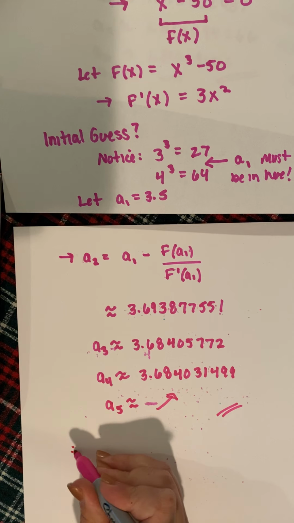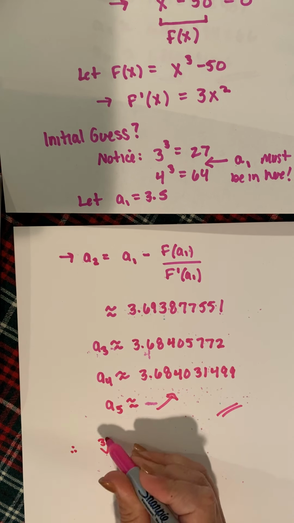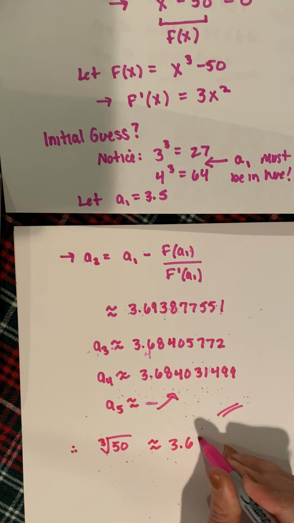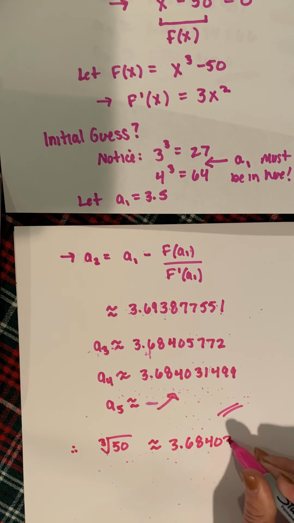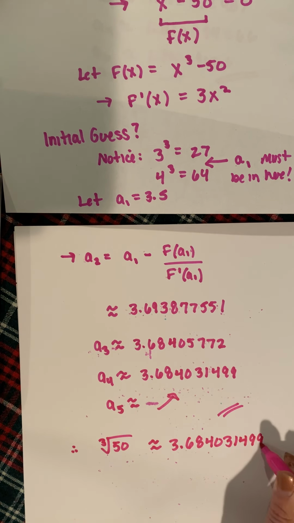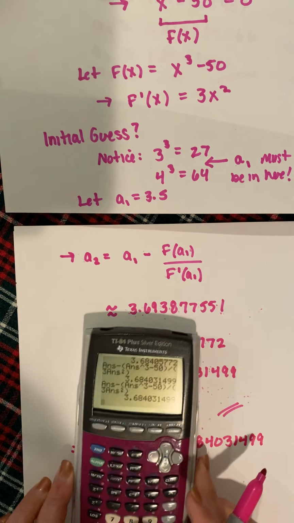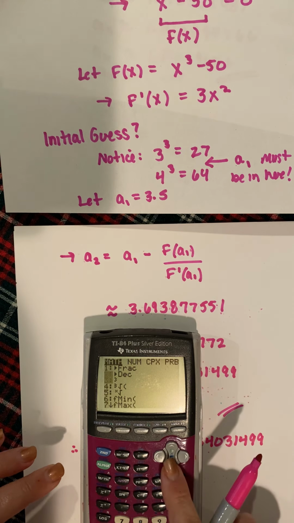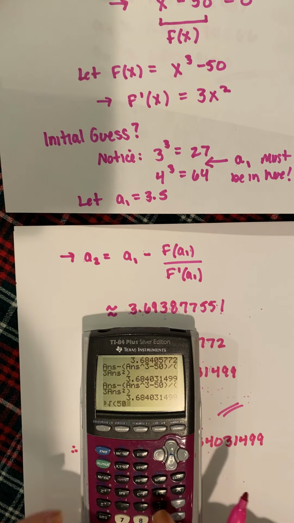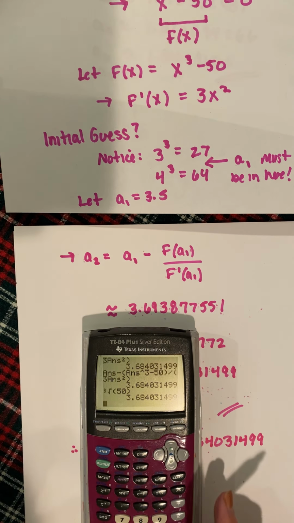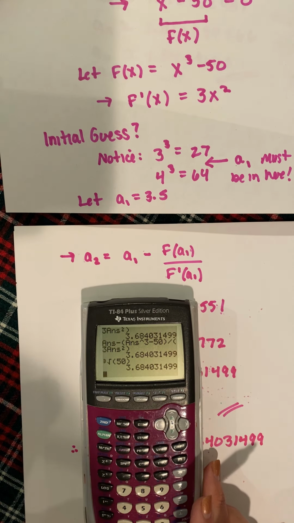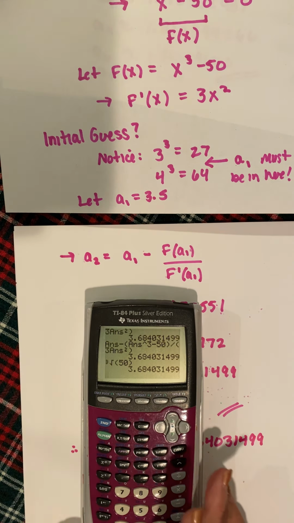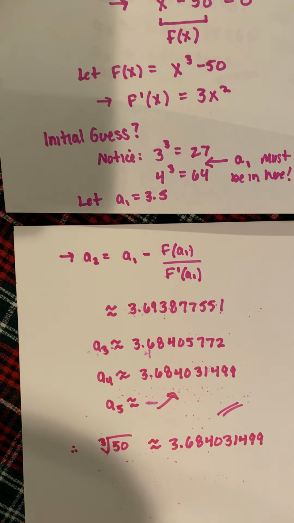So therefore, the cube root of 50 is about equal to 3.68403149. And I'm going to check. I'm going to do math, the cube root of 50, and see that we get the same answer. So why do we do this? Again, we're just trying to understand calculus and the processes that led us to all these big and great things that we're learning.